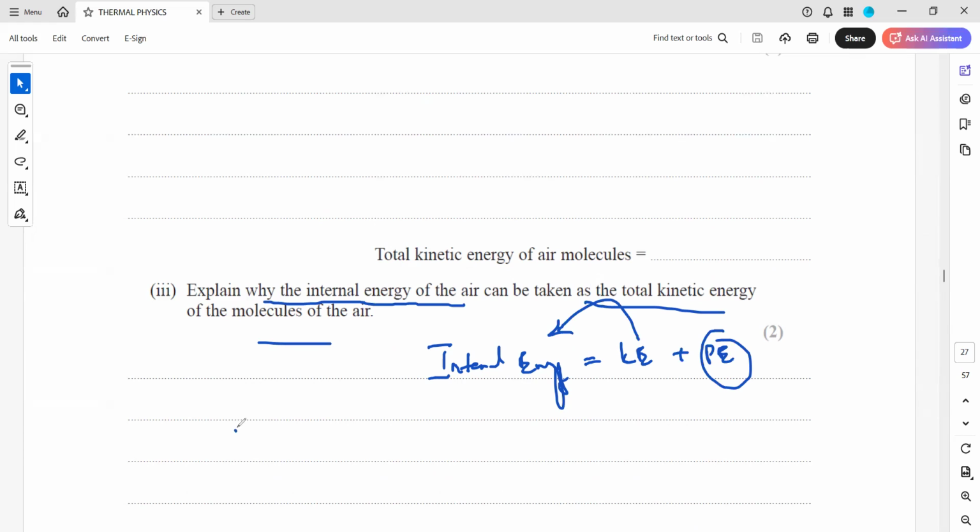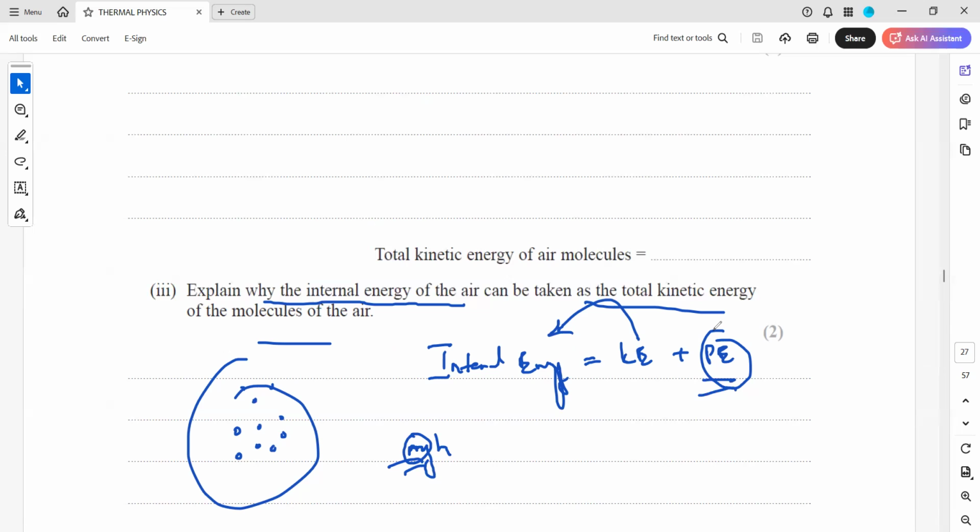What is the reason for that? Ideally, for the particles in air, the potential energy is mgh, mass into gravity into height, and the mass of an air particle is negligible. Air does have mass, but it is very light, so the mass of the air particle can be considered negligible. If we consider the mass negligible, the potential energy will be negligible. And if the potential energy is negligible, the kinetic energy will equal the internal energy.